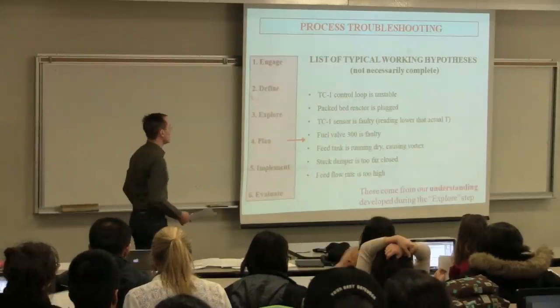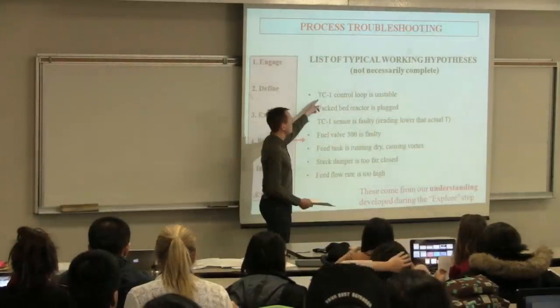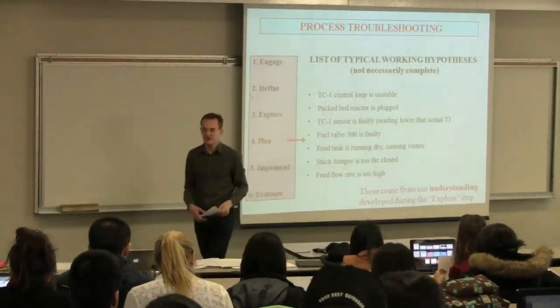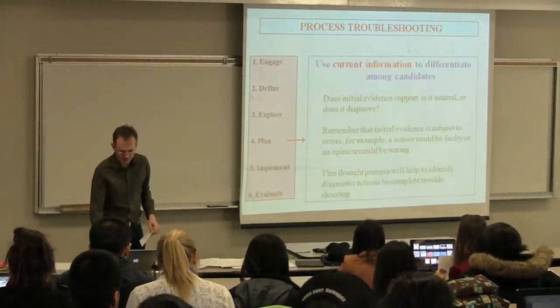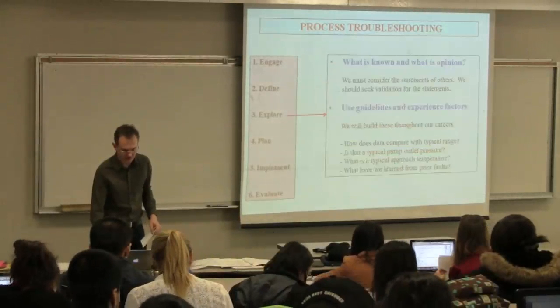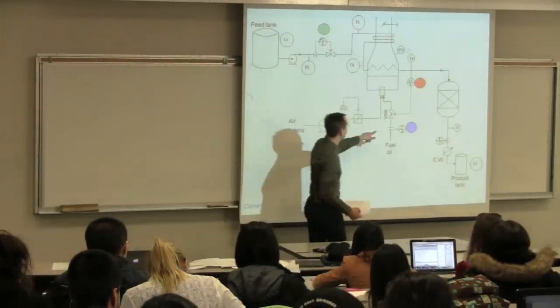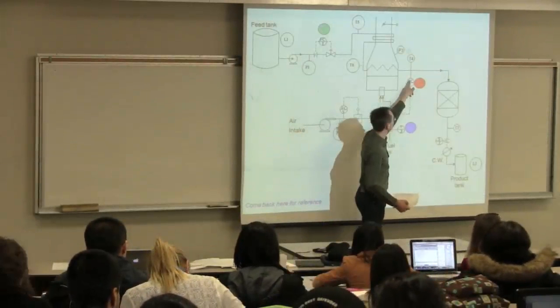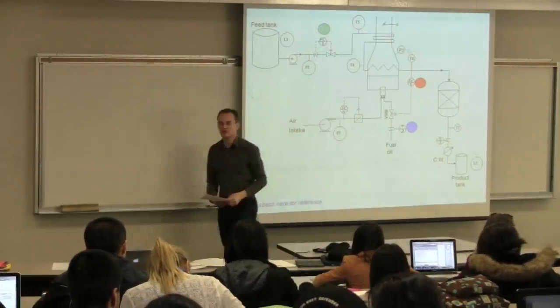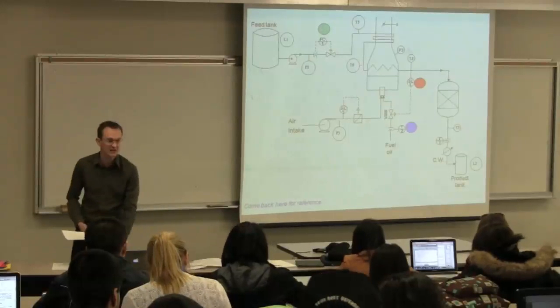You could put things, for example, like that temperature control loop, TC1, is unstable. That controller is not working properly. So TC1, if you just back up here, that's this control loop that's feeding the fuel to the fire heater. Something's gone wrong in that control loop. It's now operating in an unstable manner.